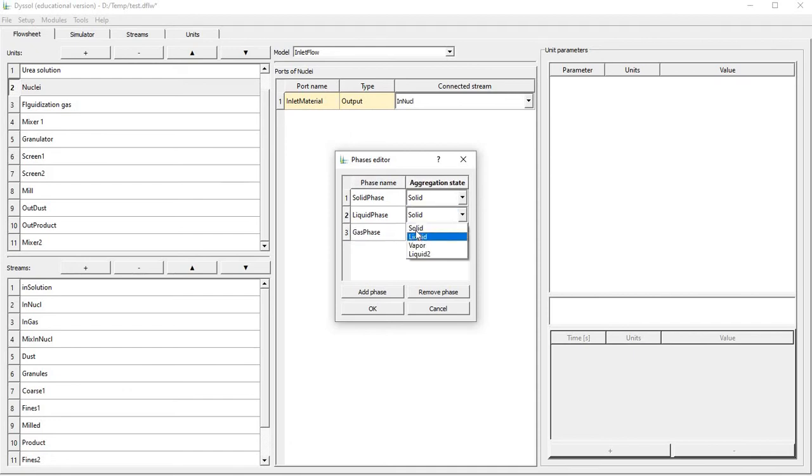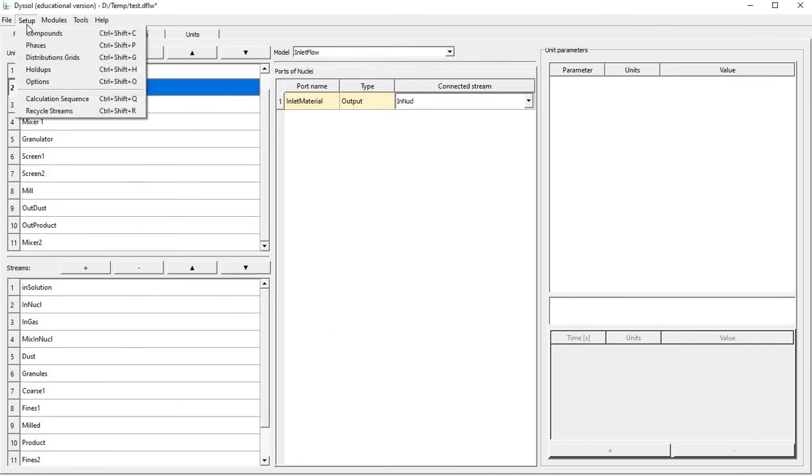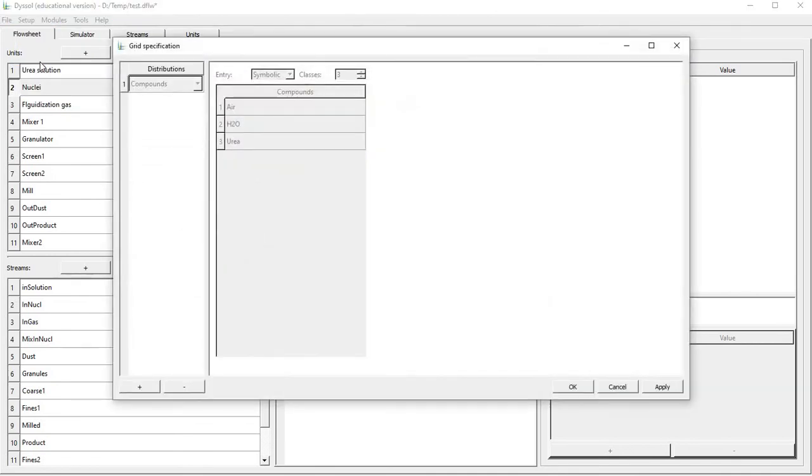And according to that, I should pick the correct state of aggregation. It will be solid, liquid, and vapor. Next important step is the definition of distribution grids. As the upper layer of dimensions, we always have compounds.